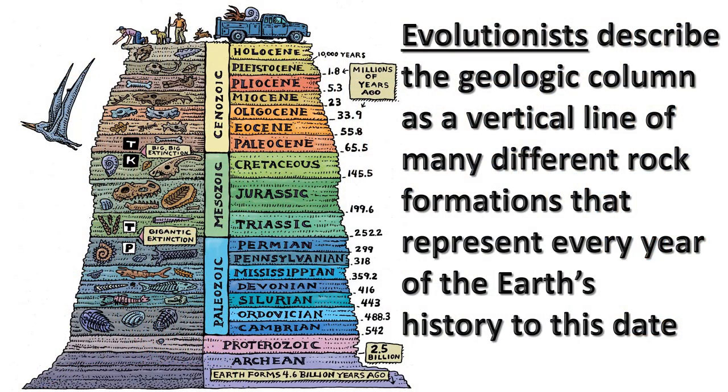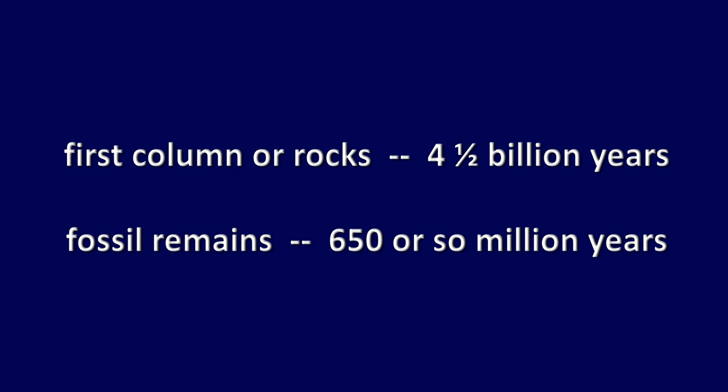They say that evolutionists describe, and actually they didn't say that, this is what I say, but evolutionists describe the geologic column as a vertical line of many different rock formations that represent every year of the Earth's history to this date. In other words, you take the Earth history at zero, where there is no Earth, and then you go up from there. So that's where the concept of the geologic column comes from, the evolutionary standpoint. As a result, how old is the Earth supposed to be? About 5 billion years, that's what most people say. So about 4.5 billion years of those rock formations would not contain any fossil remains, right? Because there was none according to them. So any fossil remains we see come in the last 650 or so million years, according to the evolutionists.